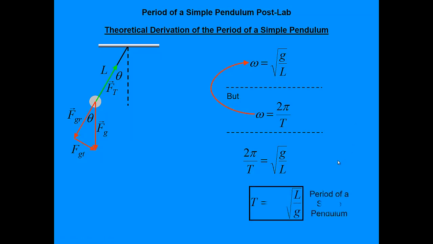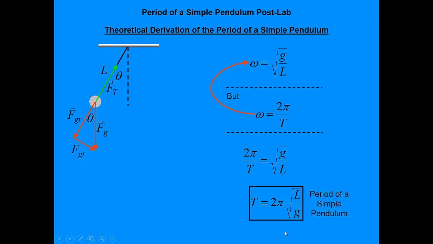Solve for the period. And here is our equation for the period of a simple pendulum, with the provision that it is a small angle, right? Small angle approximation has to be here. So this equation will be more accurate the smaller the amplitude of the oscillation for the pendulum is. Okay? Smaller oscillations better match with this equation.